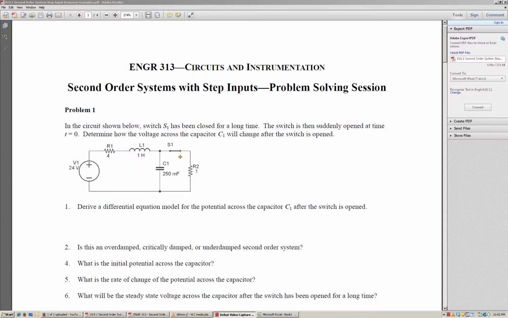At time t0, the switch is going to be suddenly opened, and we are to determine how the potential across this capacitor right here, C1, is going to end up changing as a function of time. Okay, so the first thing that we need to do is develop the differential equation that's going to describe how the potential across the capacitor C1 is going to change after that switch is opened.